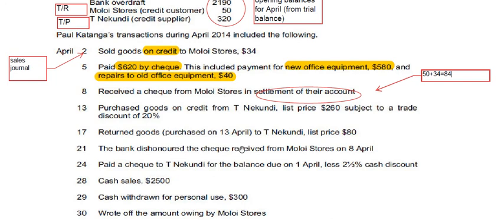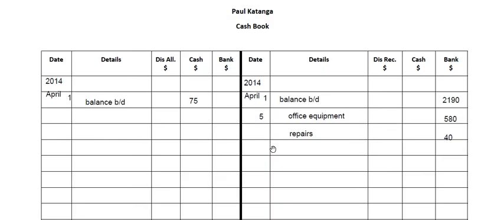So we'll go in the cash book. You are receiving a check, so it will go on the debit side of the cash book. So on 8th of April, Malui stores, and you have got a check from them which is $84. So bank increases by 84.